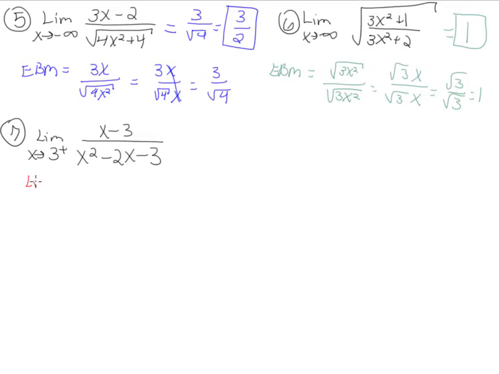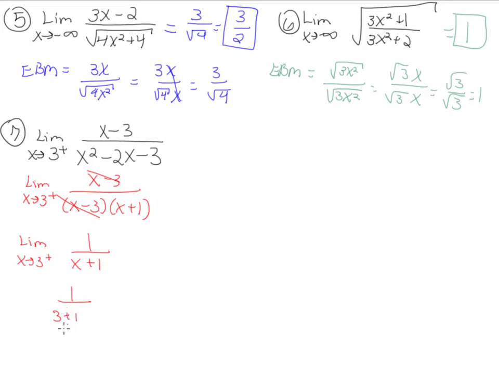Okay, for number 7, we have a limit as x goes to 3 from the positive direction. So first thing I want to do is see if I can factor the denominator. It does factor to x minus 3 times x plus 3, so I can cancel out the x minus 3 from the numerator and denominator. That leaves me with 1 divided by x plus 1. And then I can do direct substitution and end up with 1/4.